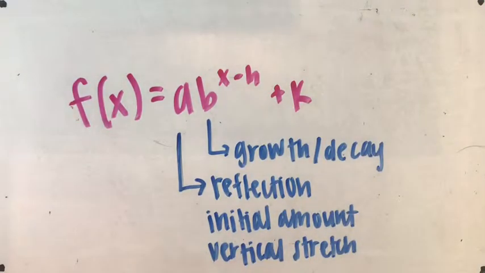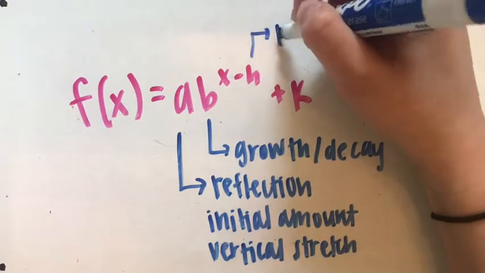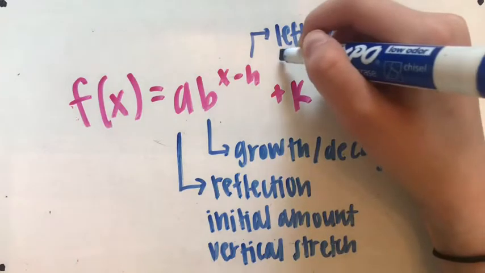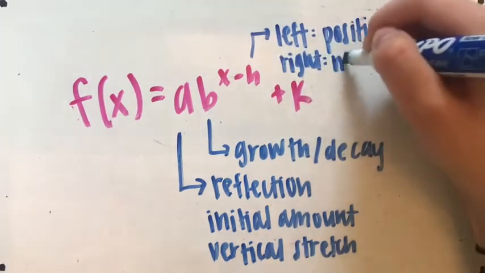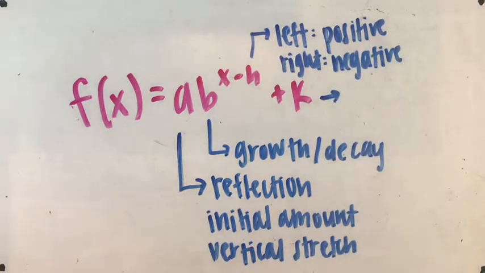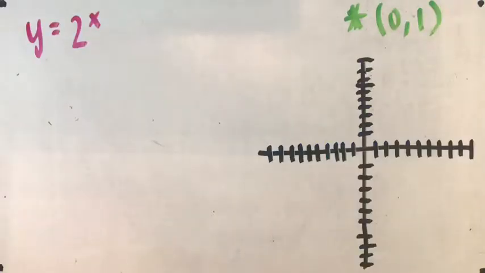And the h translates the graph either to the left if it's positive or to the right if it's negative, because h is always the liar. And the k translates the graph up or down. When finding the points that you plot on the graph, it is helpful to keep in mind that many of the graphs have a common point at 0, 1.